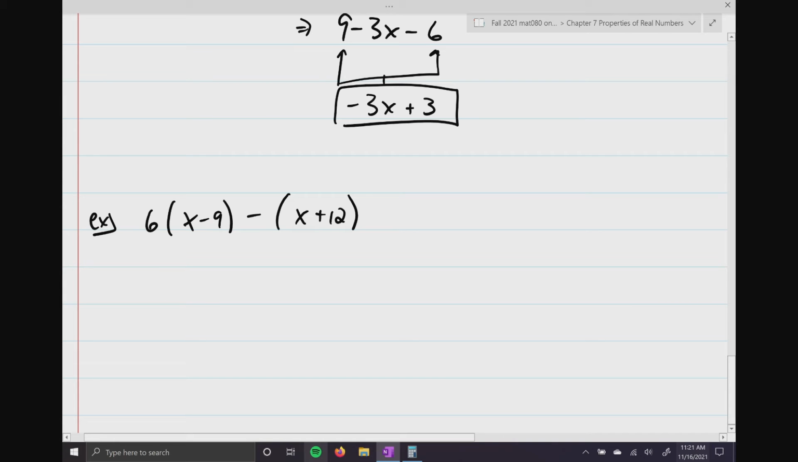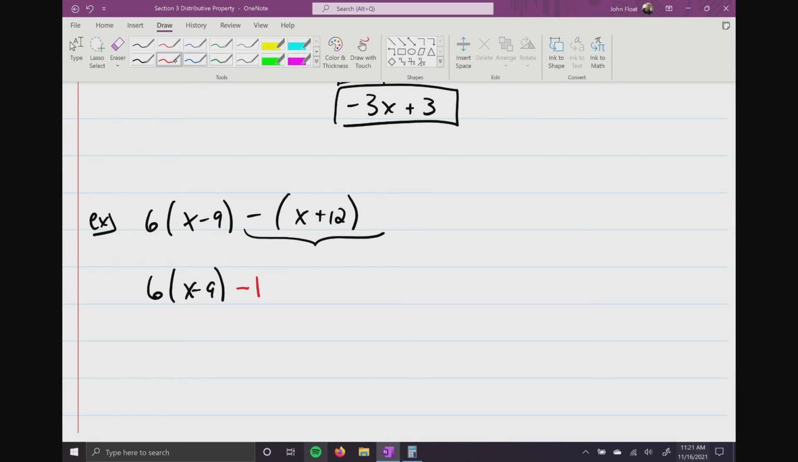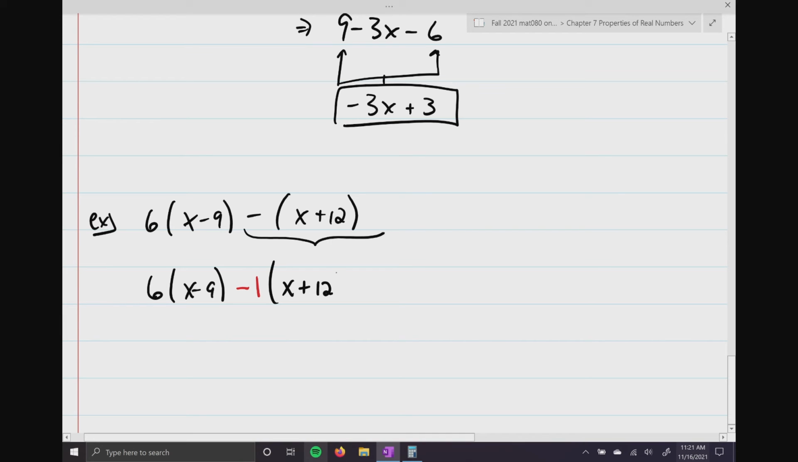So here, notice I have 2 sets of parentheses, and there's actually something happening with that second set. So this second set right here, there's one thing that we are very lazy when we write this, and that is, even though this says minus the quantity of x plus 12, there's really a minus 1 there. Okay? So anytime there's no number directly in front of the parenthesis, if it's just the minus sign, we assume that there's a 1 there. And the reason why we do that is now we can distribute the 6, and we're going to distribute the negative 1.